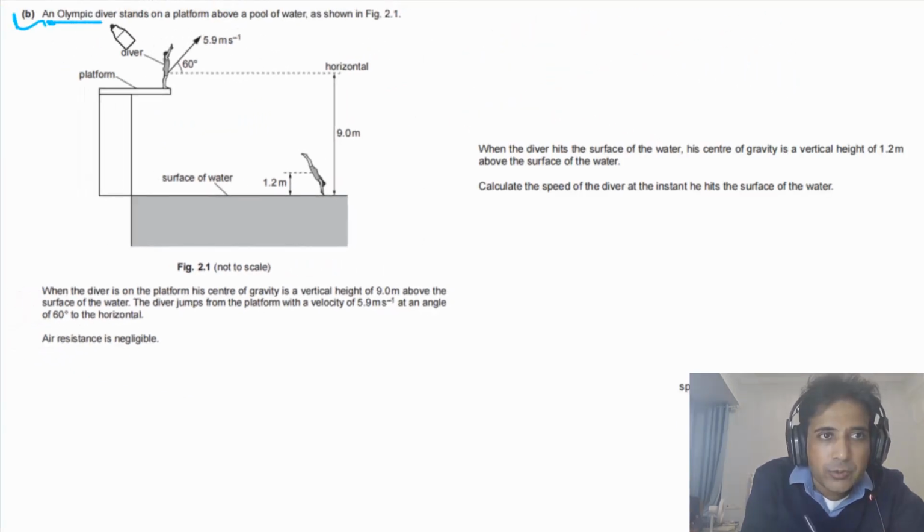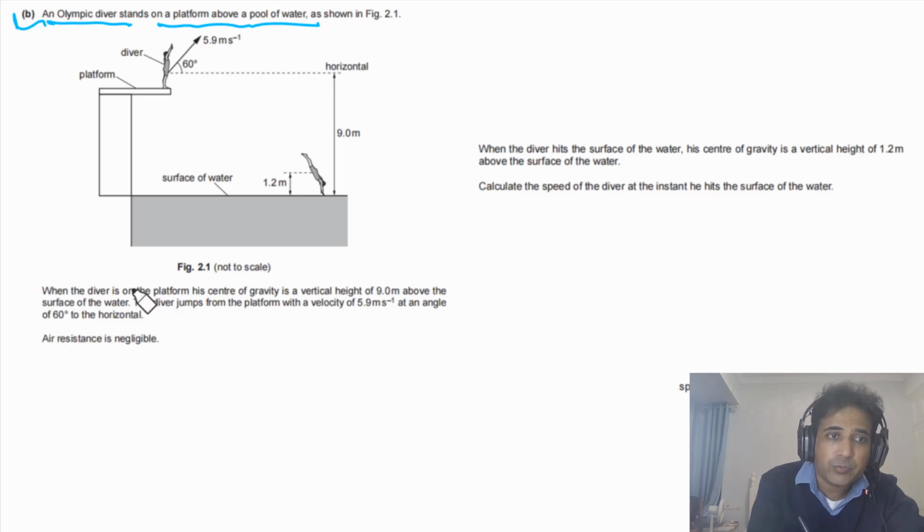Part B says an Olympic diver stands on a platform above a pool of water as shown in figure 2.1. When the diver is on the platform, its center of gravity is a vertical height of 9.0 meters above the surface of the water. The diver jumps from the platform with a velocity of 5.9 meters per second at an angle of 60 degrees to the horizontal.